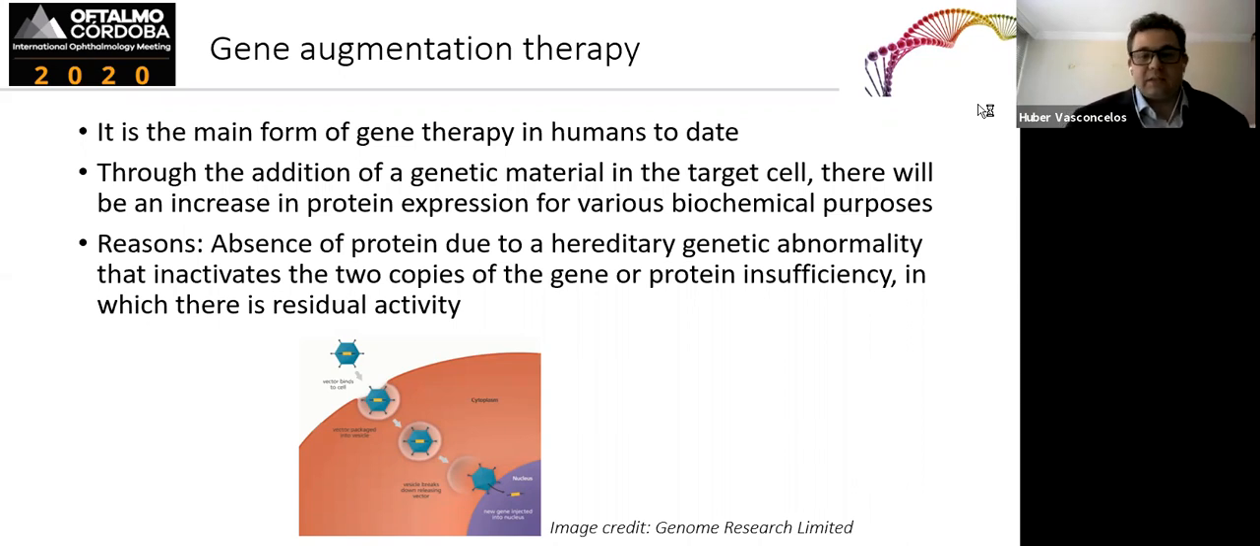There are, for example, diseases with biallelic mutations in some genes where the protein is absent. So what happens is that you put a genetic material that will be translated in our cells, and that will produce the protein that is lacking in our organs. Another case where we can use it is when the protein is insufficient in our organism, so we can increase the production of this protein using this technique.